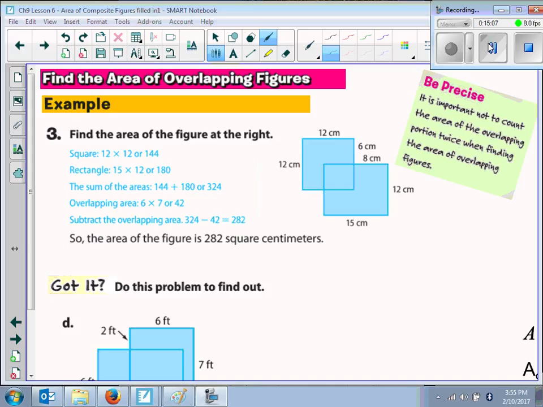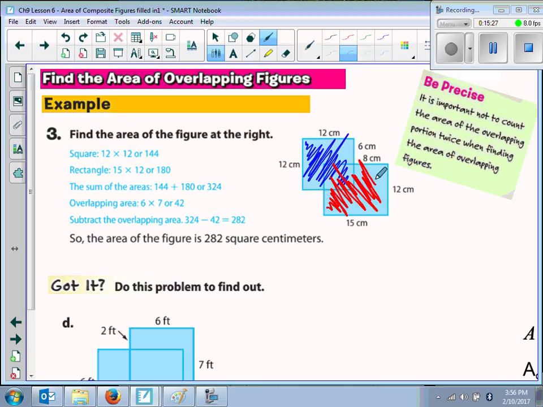All right, so finding the area of overlapping figures, okay? Now here, let's say we're finding the area of this first square right there, and then we're going to find the area of this square right here. What do you notice? There is an overlapping piece right in the middle. So that piece in the middle was counted twice. You see that? So we need to take one of them out. So we have to find the area of that and subtract it out once. Is everybody with me? Okay.